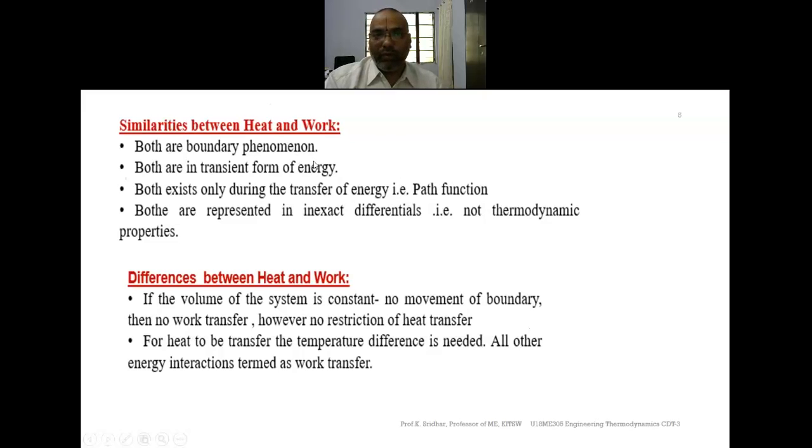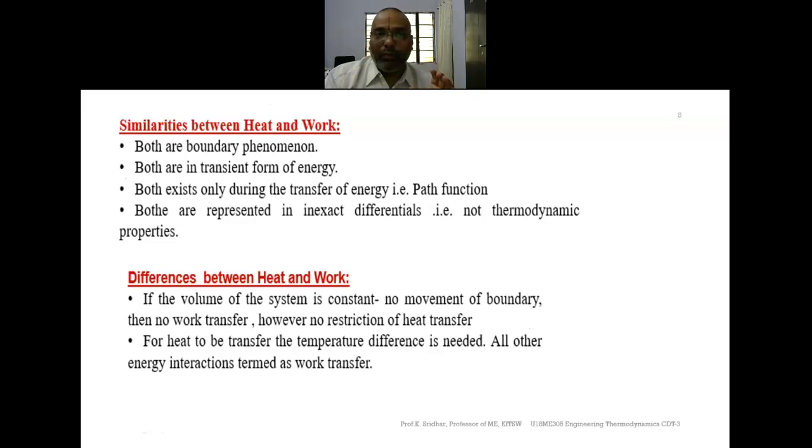So what do we mean by boundary phenomena? Work and heat can be observed only across the boundary. Whenever a process is taking place, work is transferred from the system to the surroundings, or heat is transferred from the system to the surroundings, or from the surroundings to the system. These are the two parameters we can observe across the boundary only whenever a process is executing. So that's why it is known as a boundary phenomenon.